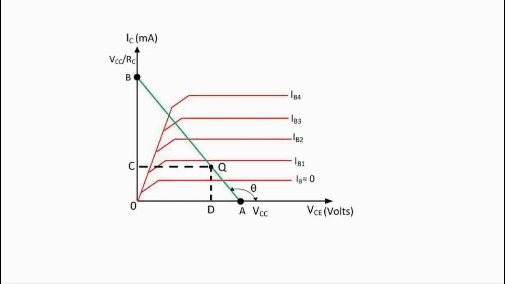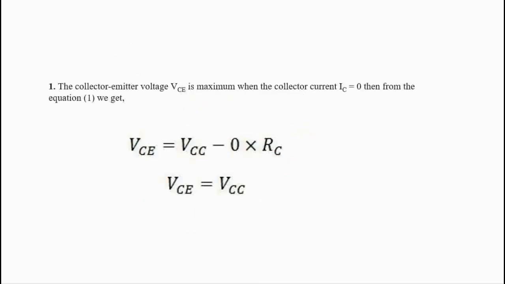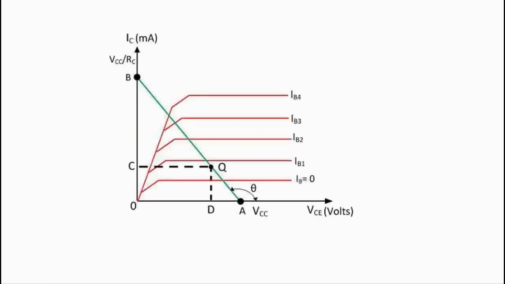Now the end points of the line are located as follows. First, the collector emitter voltage VCE is maximum when the collector current IC equals 0. From the equation we get VCE equals VCC minus 0 into RC, so VCE equals VCC. Now the first point A, where OA equals VCC, is on the collector emitter voltage axis as shown in the figure.